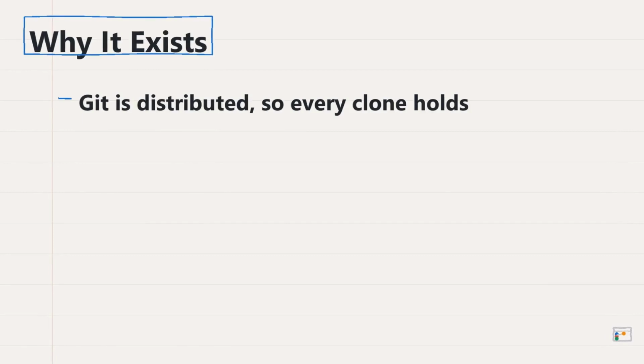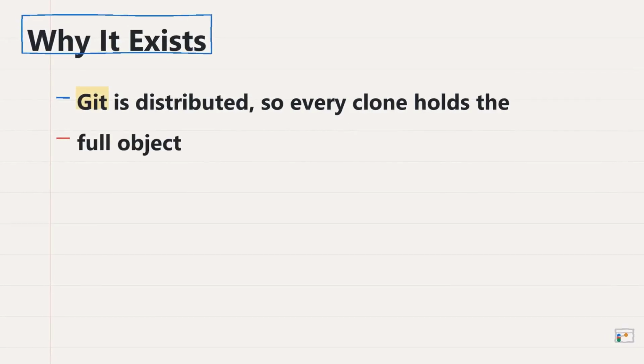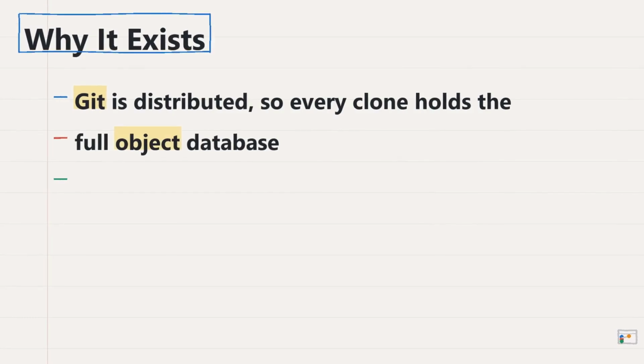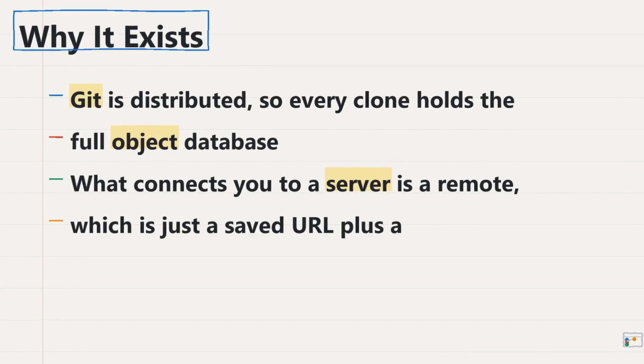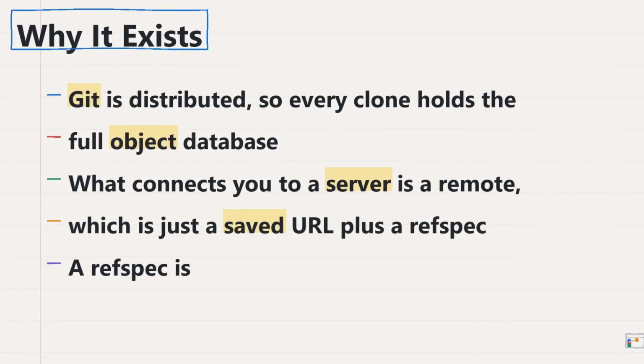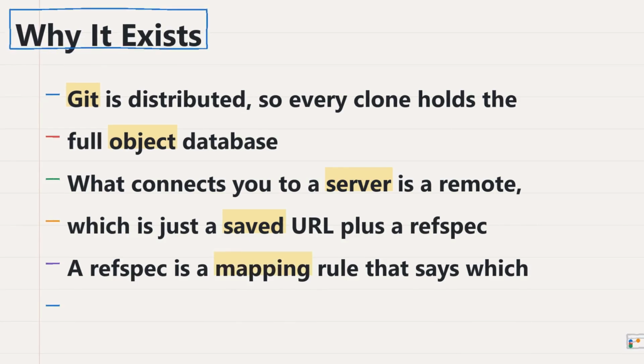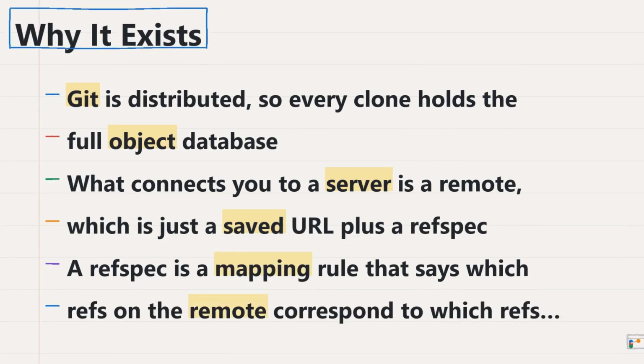Git is distributed, so every clone holds the full object database. What connects you to a server is a remote, which is just a saved URL plus a refspec. A refspec is a mapping rule that says which refs on the remote correspond to which refs on your side. Remote tracking branches like origin/main are local read-only pointers that cache the last position you saw for the server's branches.